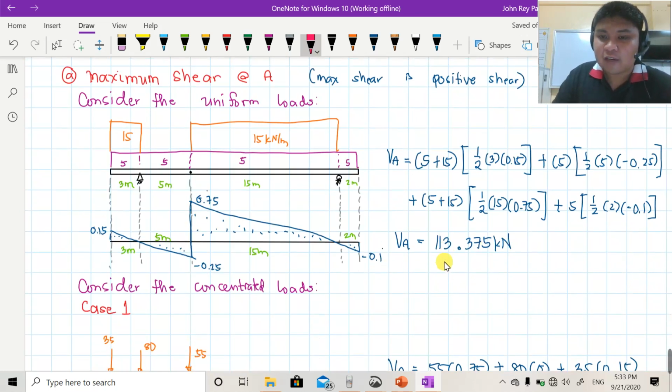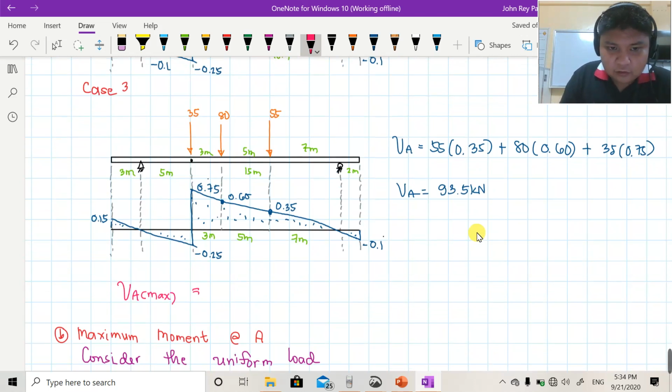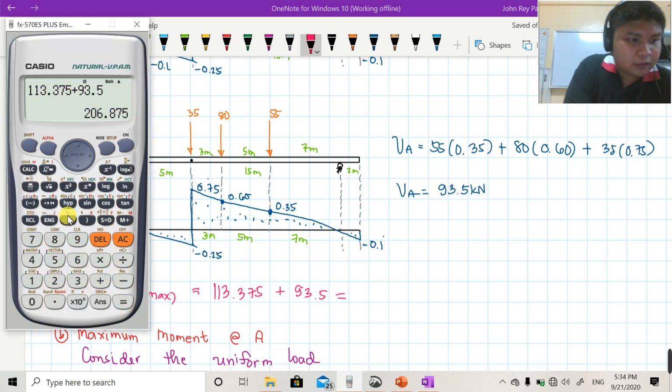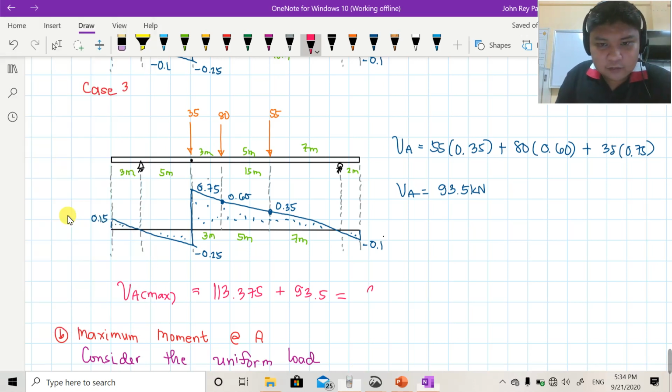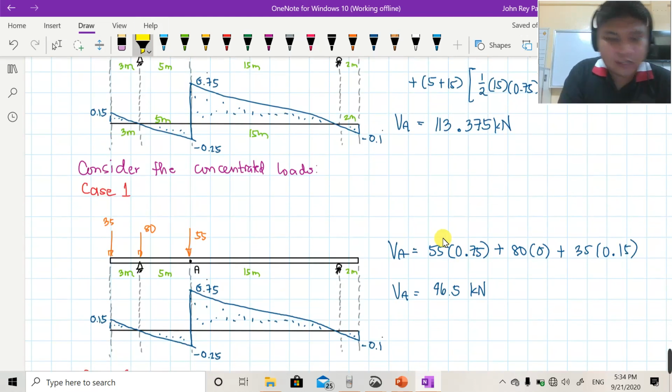So, ulitin ko, 113.375 plus 93.5. So, pag inadd natin to, ang magiging sagot ay 206.875. So, this will be the maximum shear class of the beam due to the combination of dead load, live load, and series of concentrated load. So, di ba ganun lang siya?